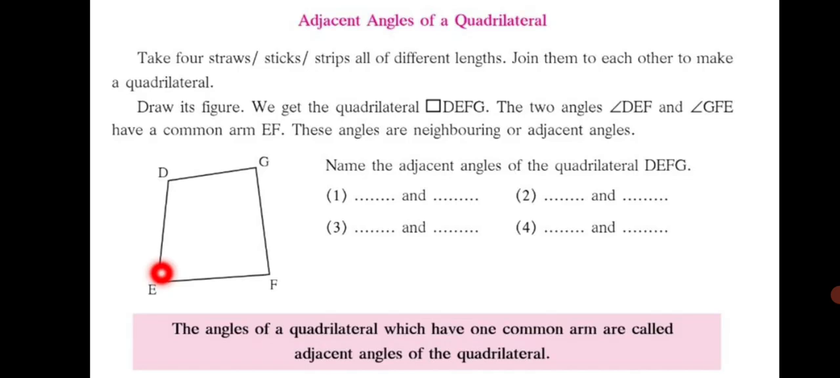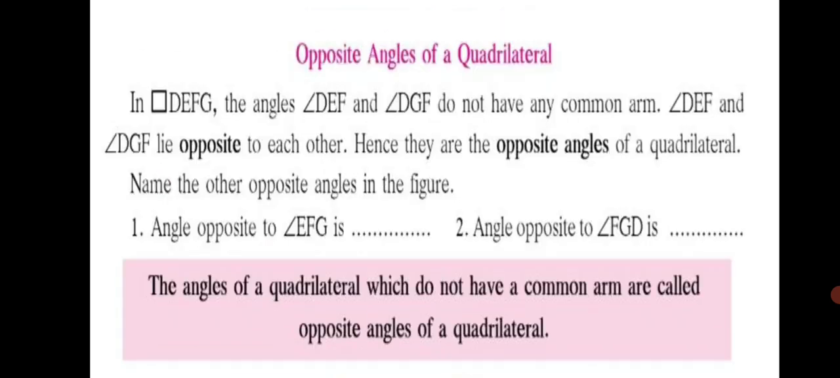Similarly, another pair is angle EDG and angle EFG, where they are opposite each other. So these two form pairs of opposite angles. So, name the pairs of opposite angles in the figure.